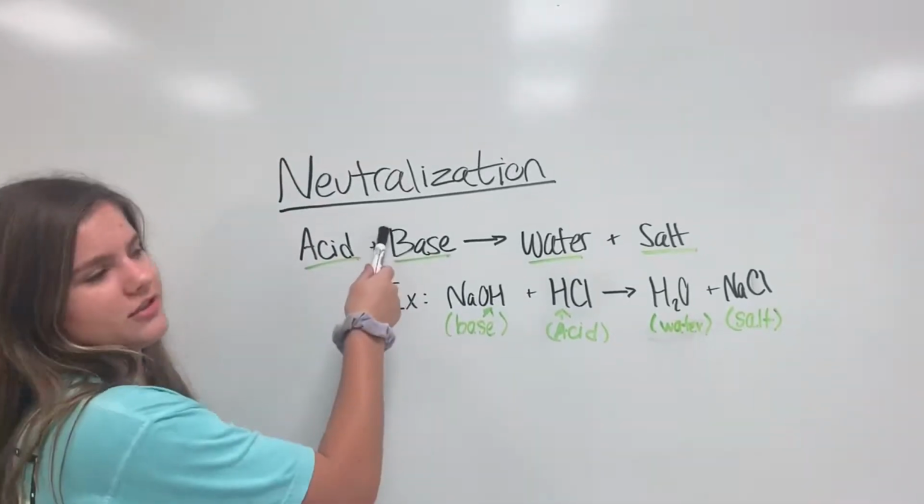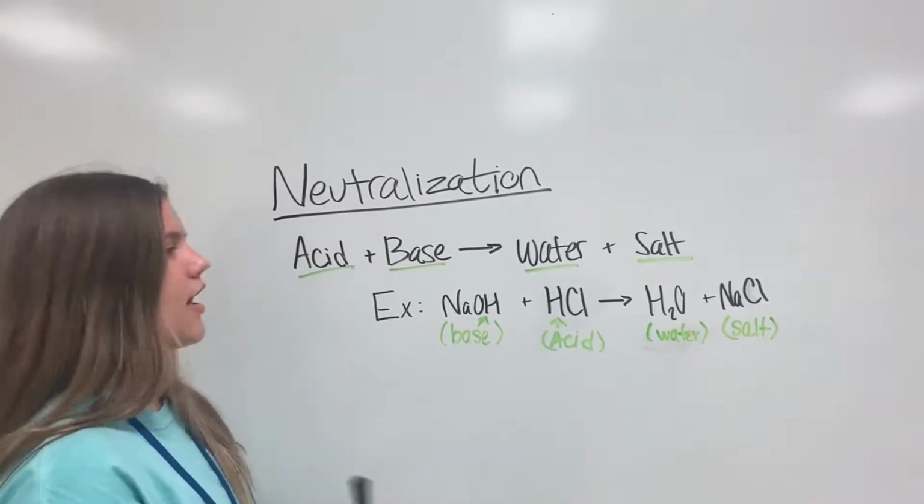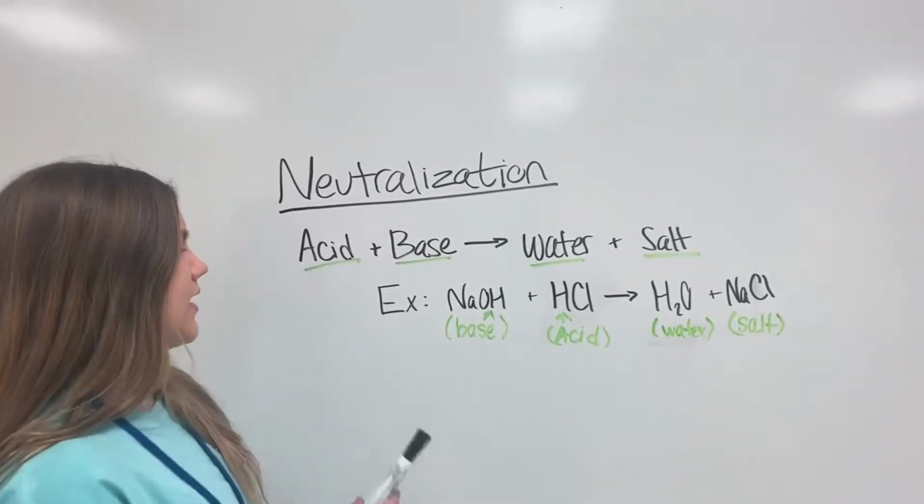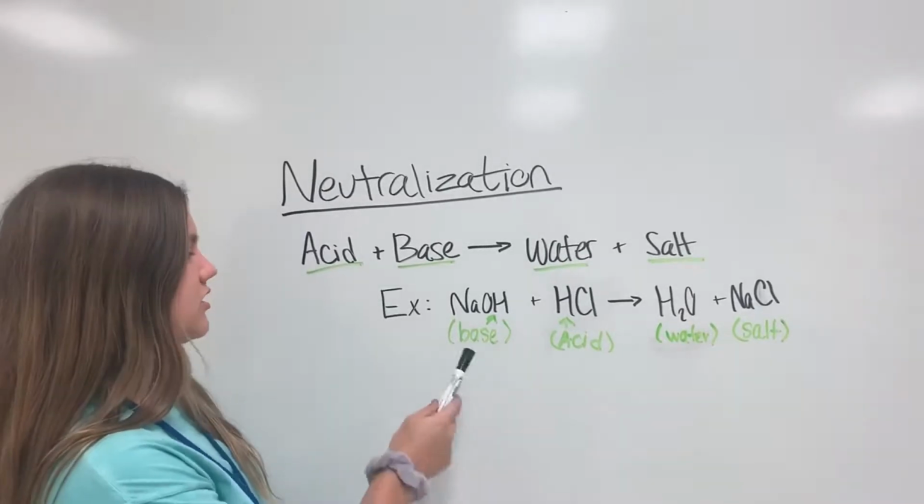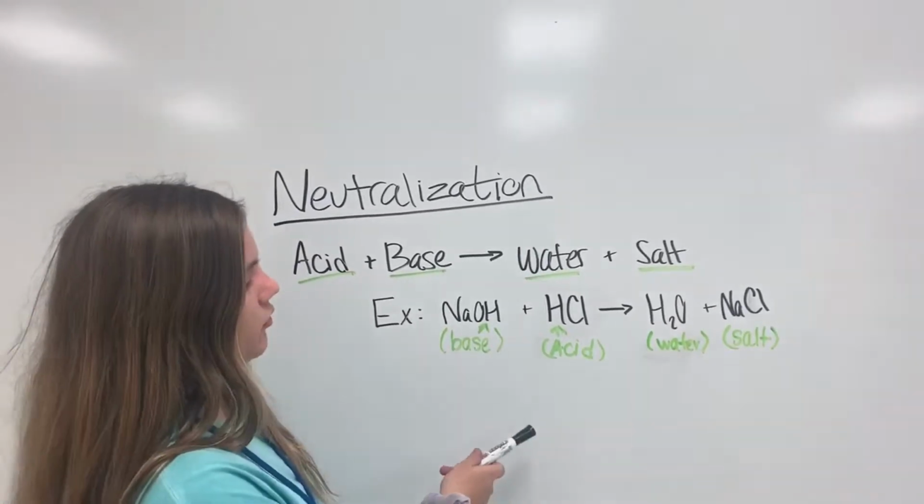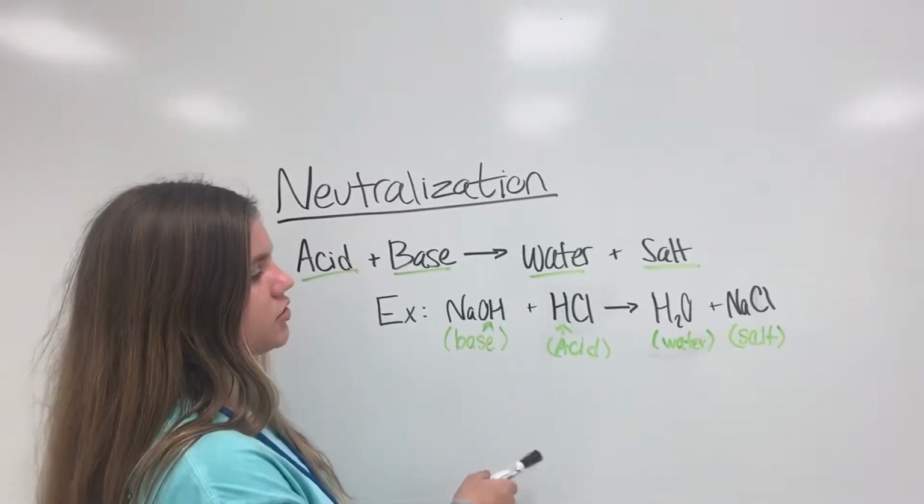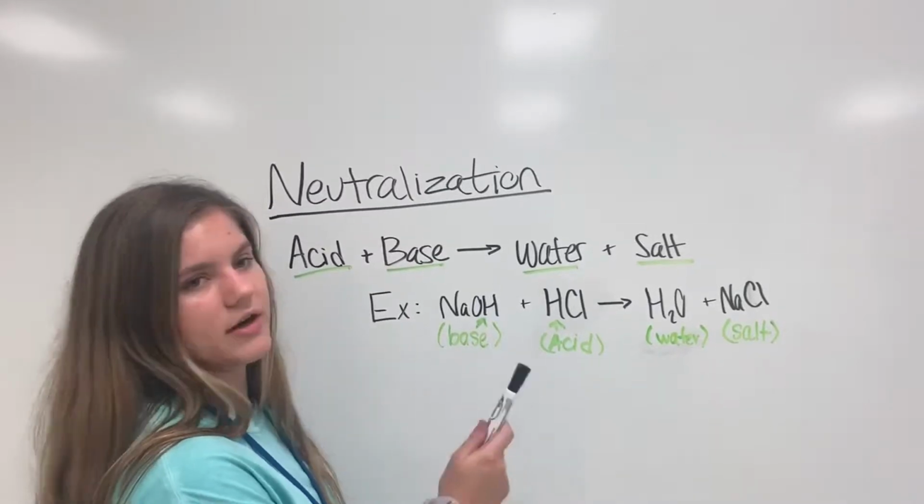Finally, we have neutralization, which is an acid plus a base yields water and a salt every single time. And an example is NaOH, which is the base because it has the presence of hydroxide, plus HCl, which is the acid because it has the presence of a hydrogen atom, yields H2O and NaCl, which is water and a salt.